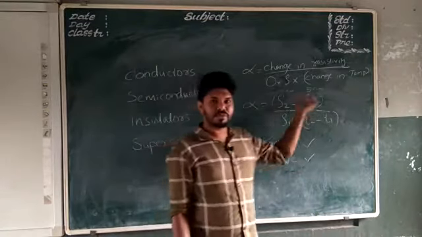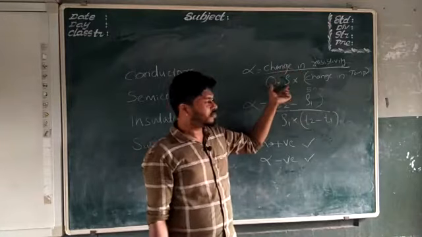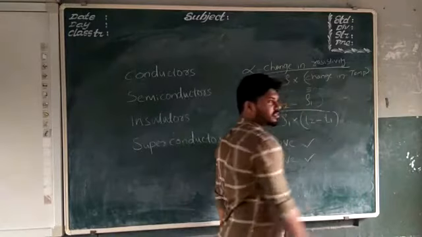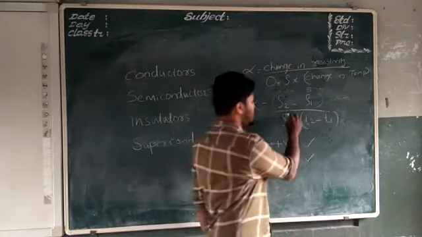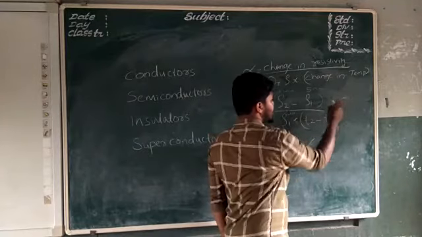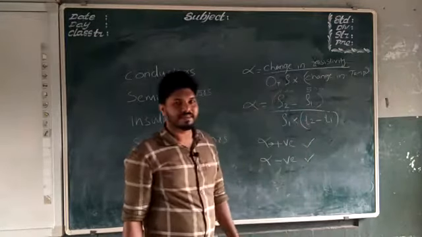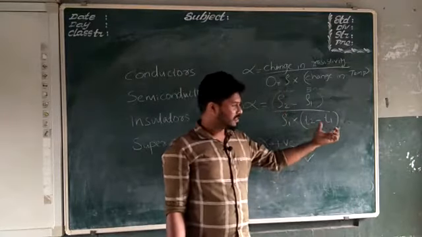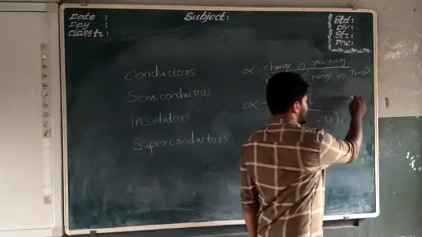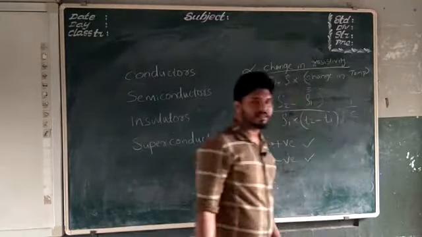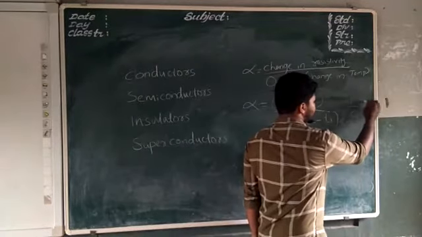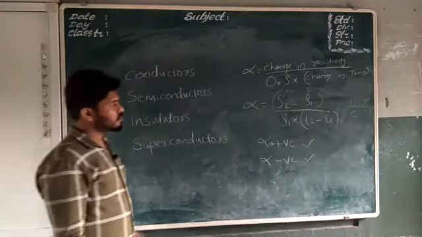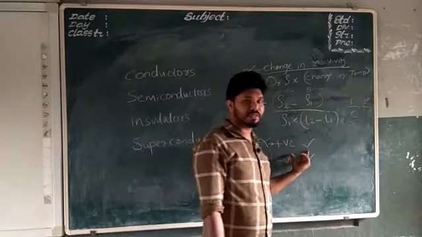And see, what is the unit of this alpha? Change in resistivity by original resistivity. The unit of resistivity is ohm meter, isn't it? Here also one resistivity is here, ohm meter. So they get cancelled with each other, and we need not go for the unit of resistivity. Now the rest term is temperature, so it becomes 1 by C, or we can write it as C inverse. So centigrade inverse is the unit of alpha.